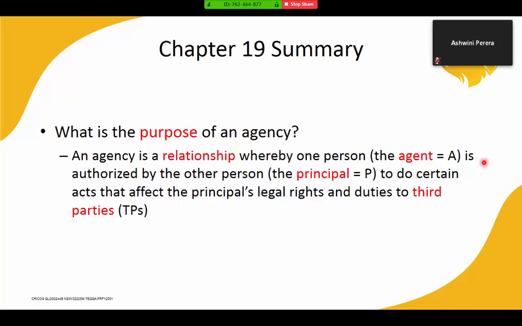So you are going to have an agent, which I will refer to usually as an A. So if you have something in the exam that relates to an agent, just use A instead of writing agent all the time. It has a principal. So the P here is not for the plaintiff, it's for the principal. Okay. And it has a third party. So you can see how it works. An agency relationship is a relationship whereby one person, the agent, is authorized by the other person, who's the principal, to do certain things that affect that principal's rights and duties vis-a-vis, or in relation to, a third party.